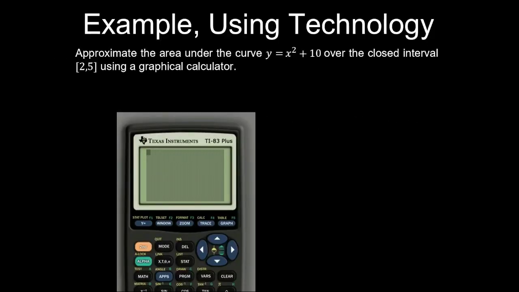Let's approximate the area under the curve given by this function over the closed interval from 2 to 5 using a graphical calculator. So if we enter the function for our curve and graph it, and then we could do a second function, calculate, and select 7 for the integral. And our lower limit would be 2, and upper limit in the interval would be 5. So that gives us an area under the curve of 69, which is going to be very close to the exact result because the calculator uses a much better approximation.